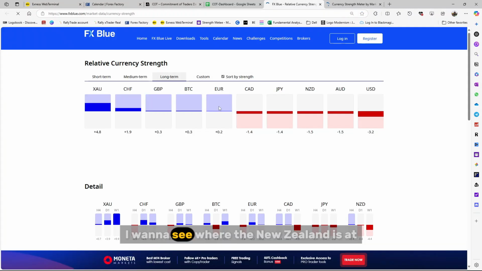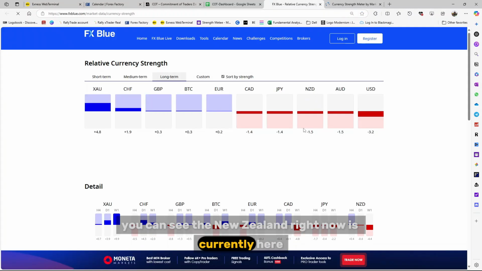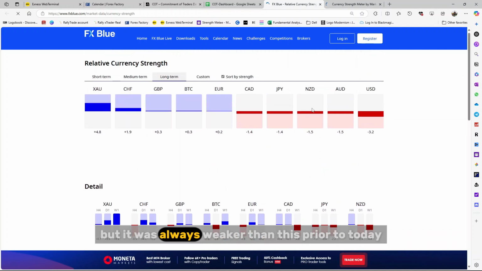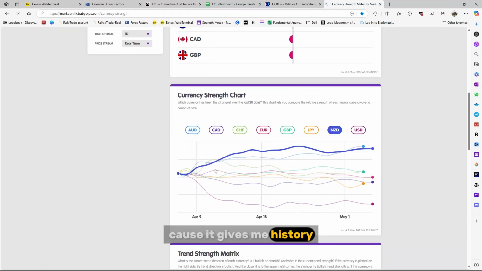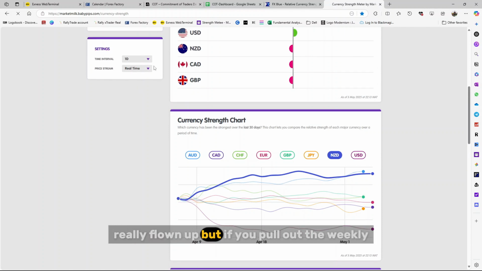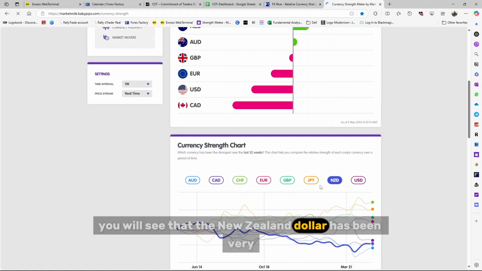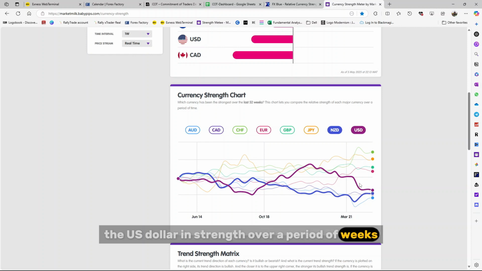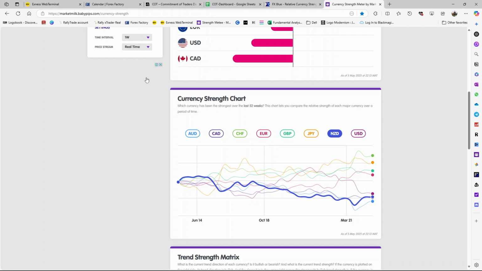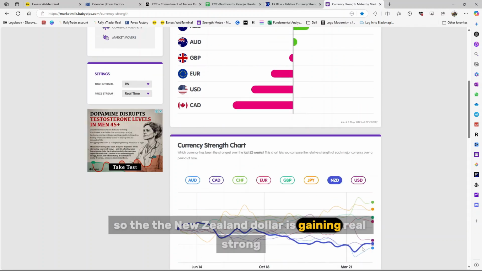So first and foremost, I want to see where the New Zealand is at. You can see the New Zealand right now is currently here, not so strong, but it was always weaker than this prior to today. If I scroll down here, I like this chart because it gives me history, and you can see in recent days the New Zealand dollar has really flown up. But if you pull out the weekly, you will see that the New Zealand dollar has been very below a lot of things for a long time. And with the strength it's gaining, it's bound to come above the US dollar in strength over a period of weeks if it continues in its current direction. So the New Zealand dollar is gaining real strong.